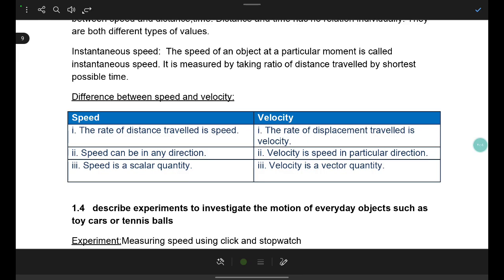The difference between speed and velocity. Okay, this is important, you should know. Speed is the rate of distance traveled, can be in any direction. Speed is a scalar quantity. Velocity is the rate of change of displacement. Velocity is speed in a particular direction, north or south, east to west, and so on. Velocity is a vector quantity, needs both direction and magnitude. But speed just needs magnitude to be defined.